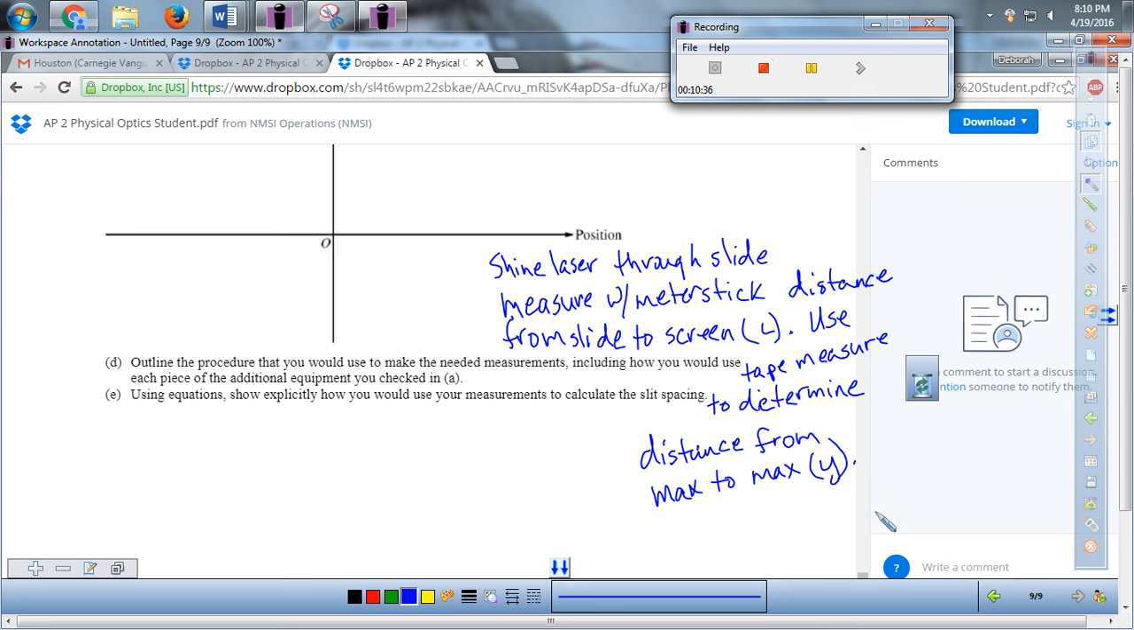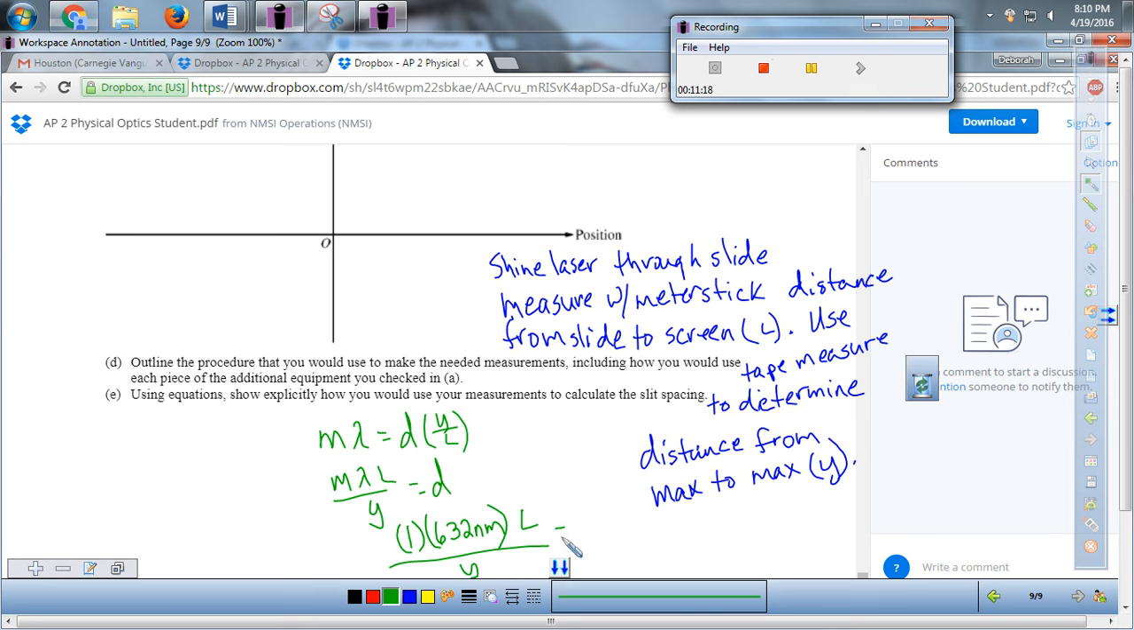Nope, we're good there. Okay, the E part said, using equations show explicitly how you would use your measurements to calculate this slit spacing. So m lambda equals d y over L. So if I wanted to find d, I would say m lambda L over y should be equal to d. And I know that I would use m = 1 for the first central maximum. My lambda was 632. L, I'd have to measure it, and y I would have to measure, but that would give me my d. All right, I'm going to stop this one and we'll get some more done.